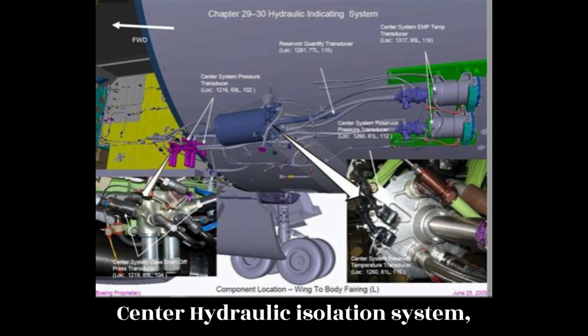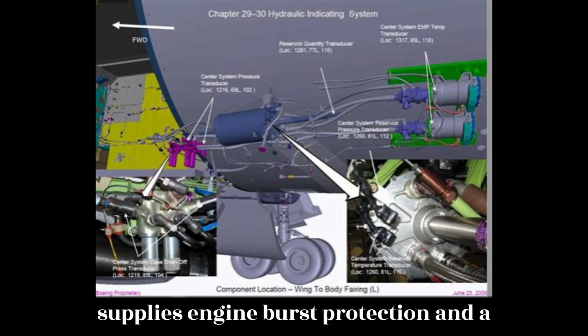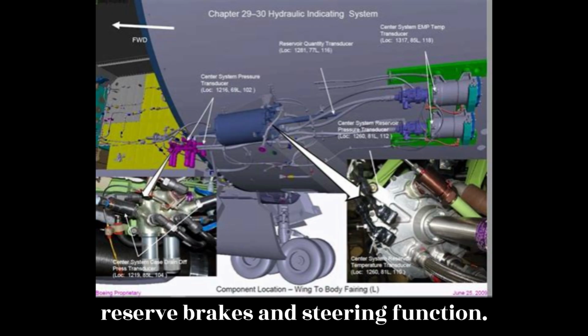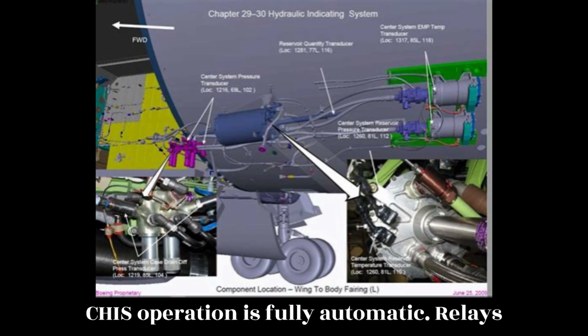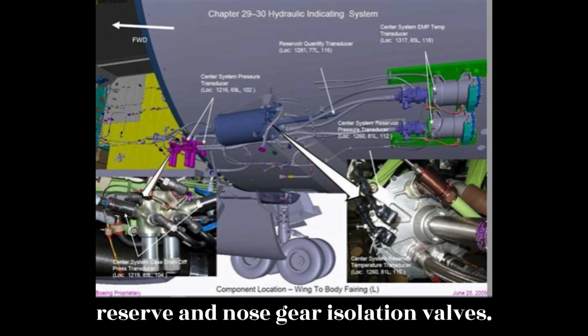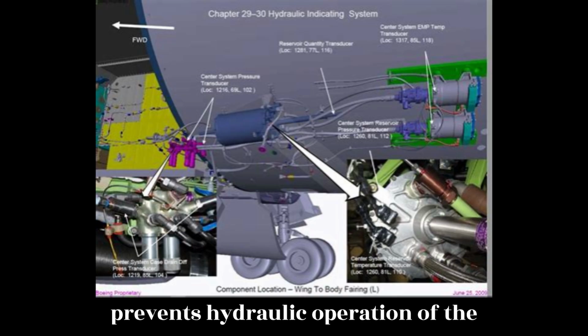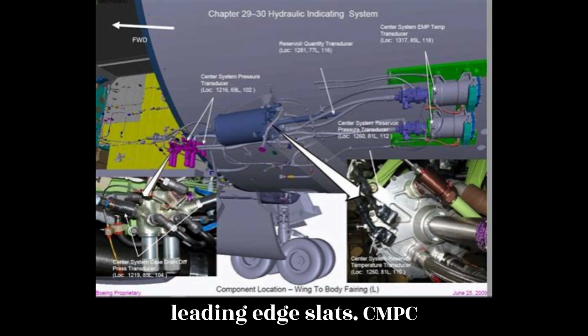Center hydraulic isolation system, CHIS. The CHIS supplies engine burst protection and a reserve brakes and steering function. CHIS operation is fully automatic. Relays control the electric motors in the reserve and nose gear isolation valves. When the CHIS system is operational, it prevents hydraulic operation of the leading edge slats.